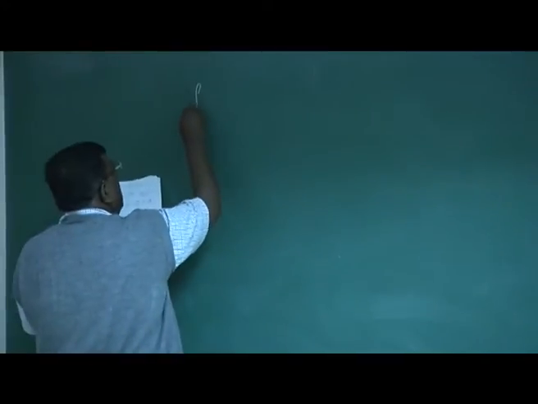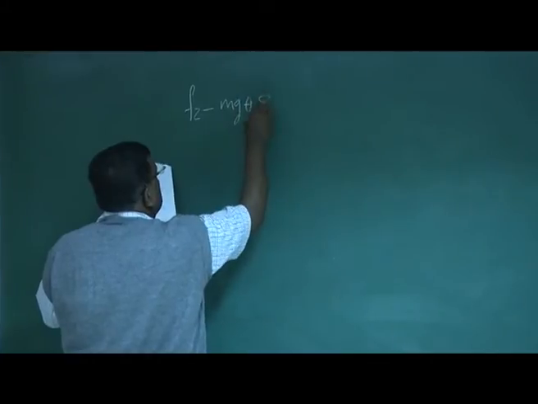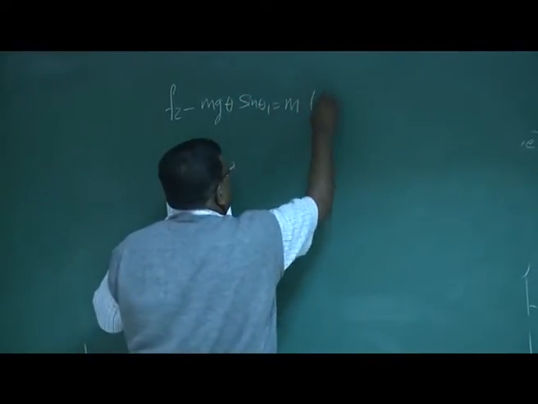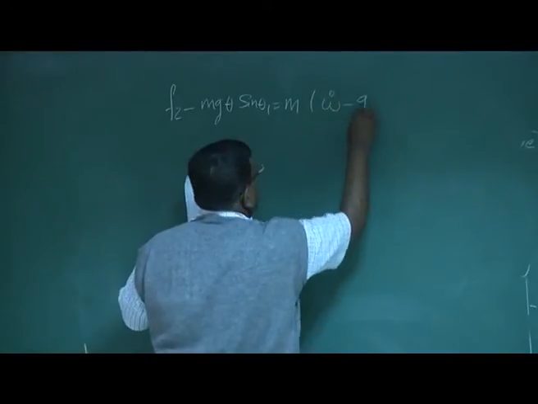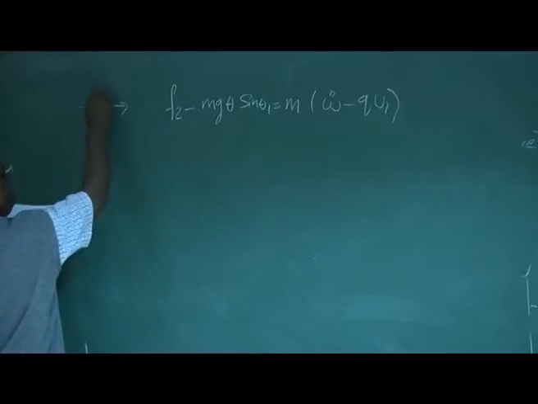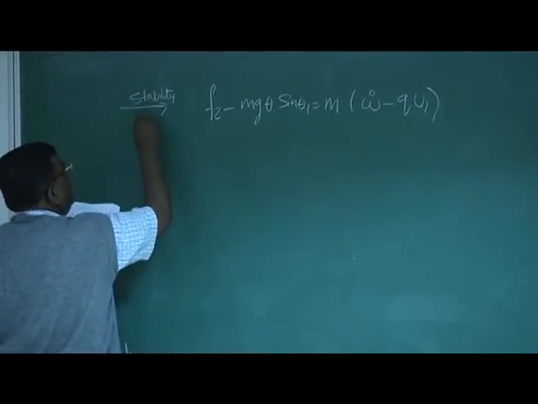Let us take the second equation. What was the second equation? It was Fz minus mg sin theta 1 is equal to m (w dot minus q u1). Please remember, we have taken the stability axis system, right?